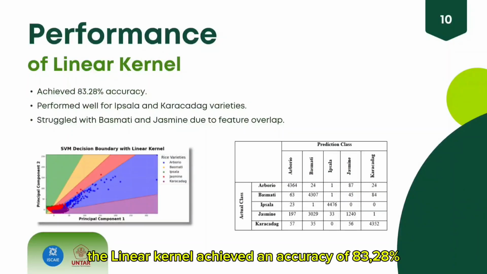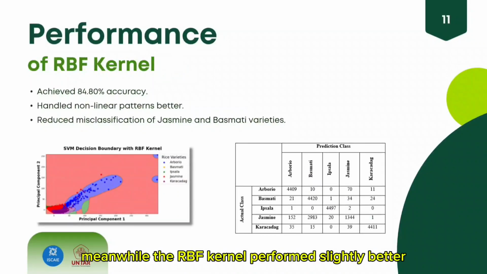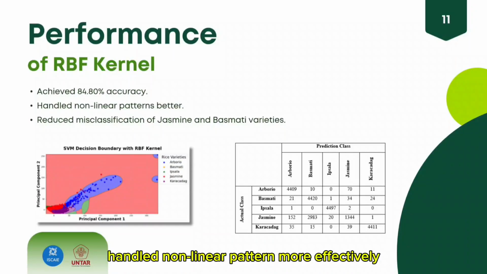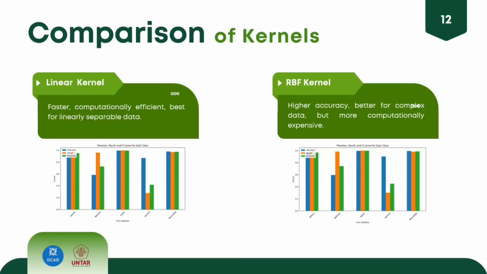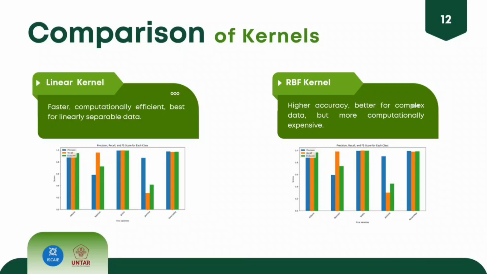The linear kernel achieved an accuracy of 83.28%, performing well for Ipsala and Karacadag, but struggling with Basmati and Jasmine. Meanwhile, the RBF kernel performed slightly better, reaching 84.80%, handling nonlinear patterns more effectively. So we have seen the individual performance of both kernels. Now, let's directly compare them.